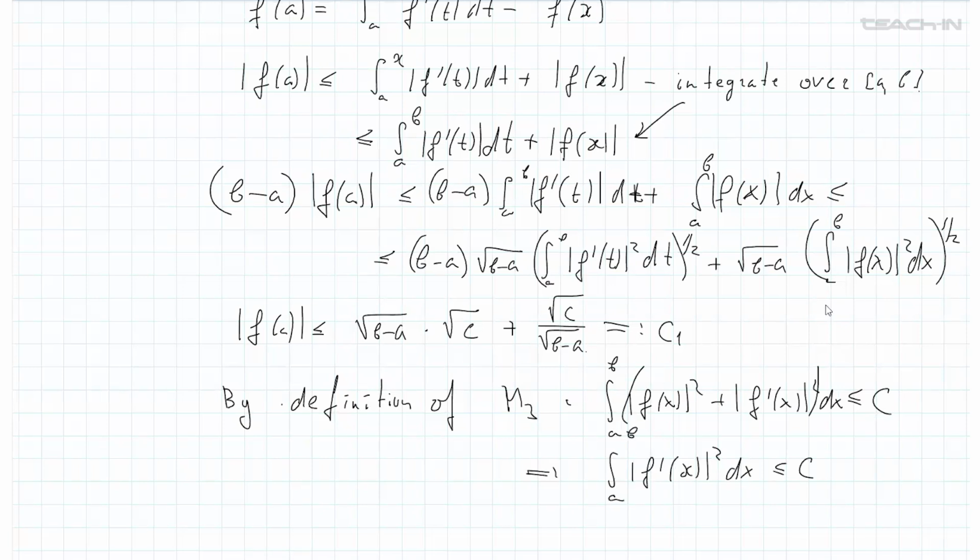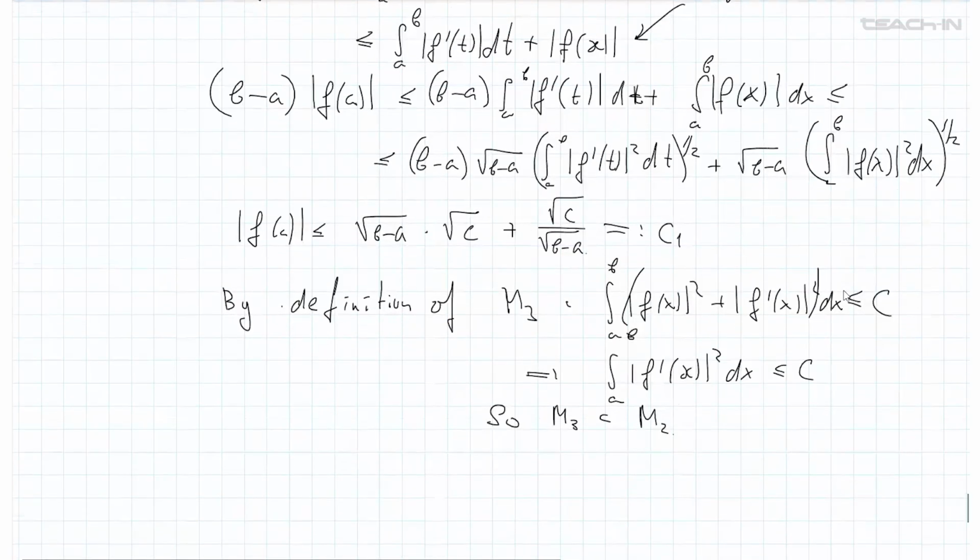Yes? So we show that M3 lies in some M2 with some constant. For example, we need only to show the boundedness, the uniform boundedness at point A. Yes? It's sufficient. So M3 is precompact. Is it clear? Yes, yes. Okay.